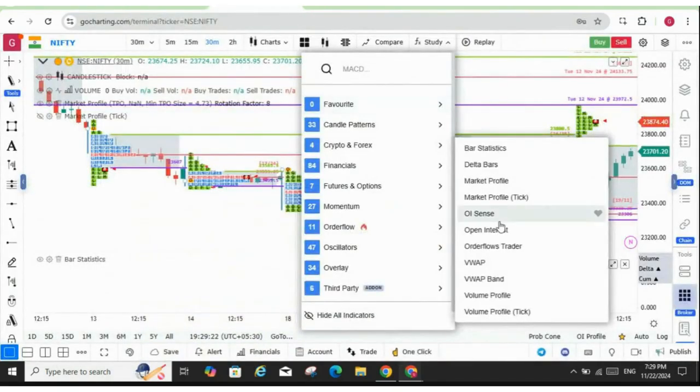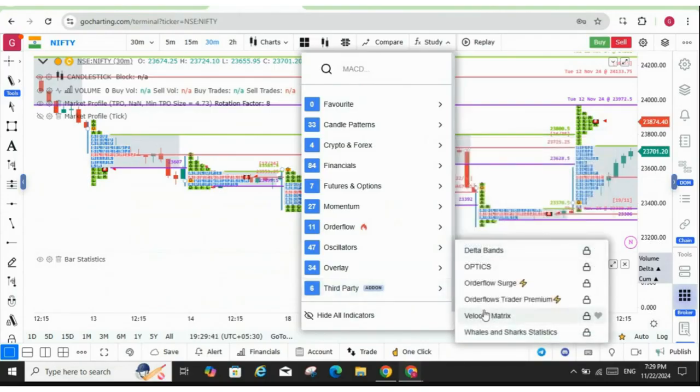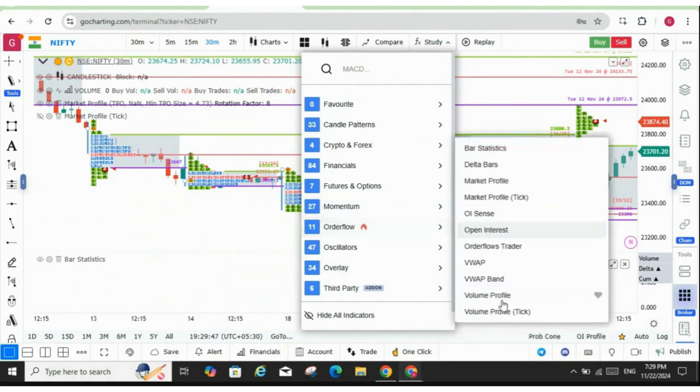Then we have indicators related to open interest, and we have this order flow trader. Basically, the order flow trader is the free version of the third party indicator developed by Michael Walters. Here we have these third party add-ons. If you are interested, you can definitely take them. So this is all about the order flow indicators.